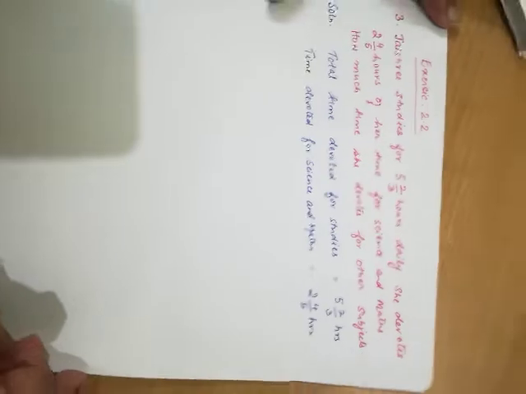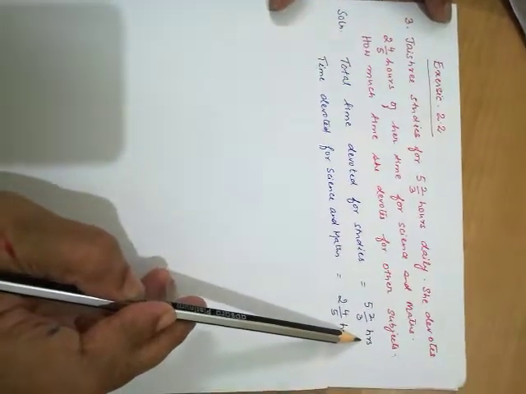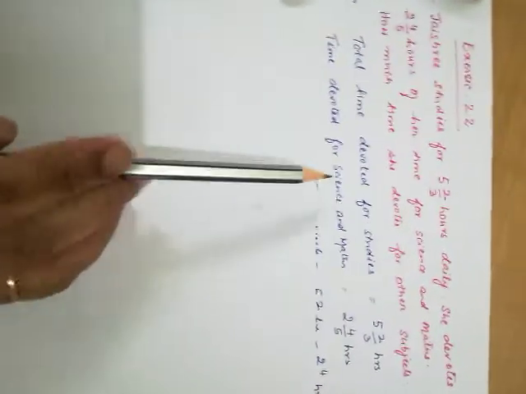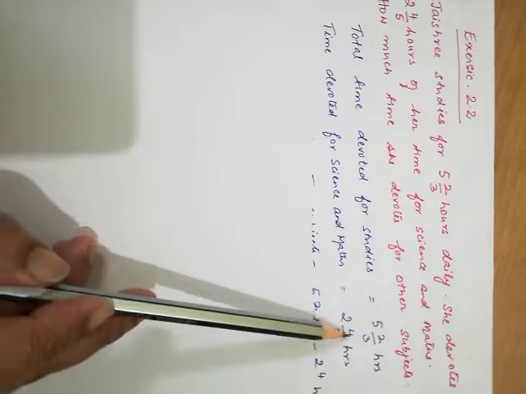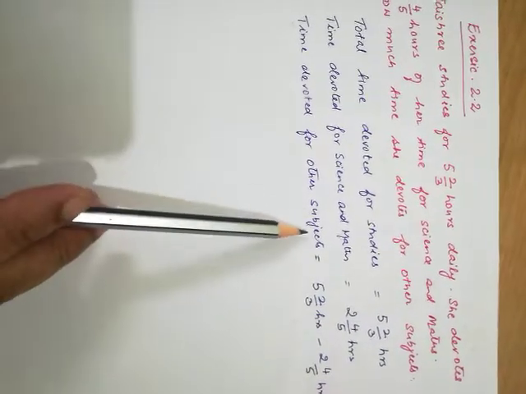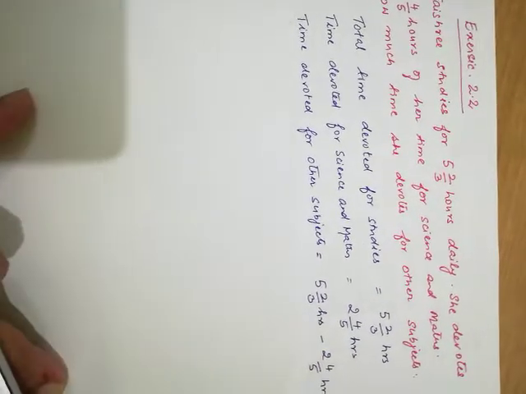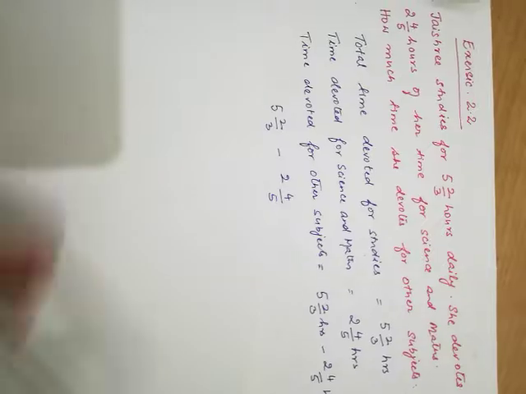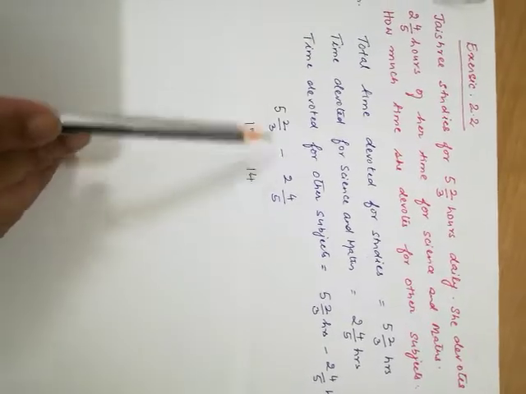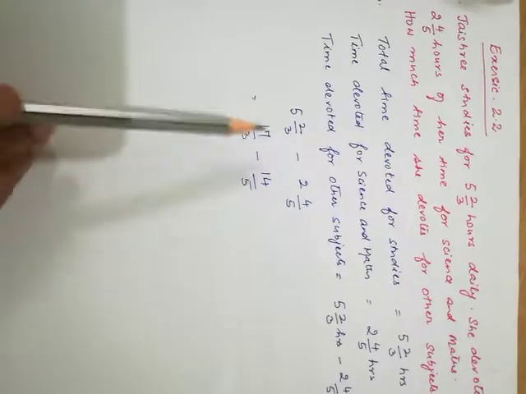But to write it in a proper way, you should see. That's why I have written it, so that you know how to write. Total time devoted for studies is 5/3 hours. Time devoted for science and maths is 4/5 hours. Time devoted for other subjects is total minus 4/5. Simple. The subtraction working out you have to do separately here. This is subtraction. I told you, change it into improper fractions.